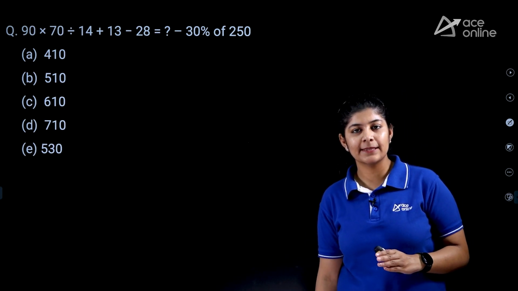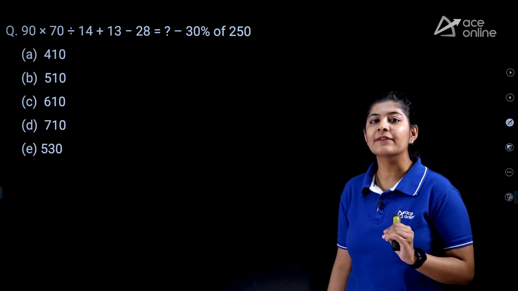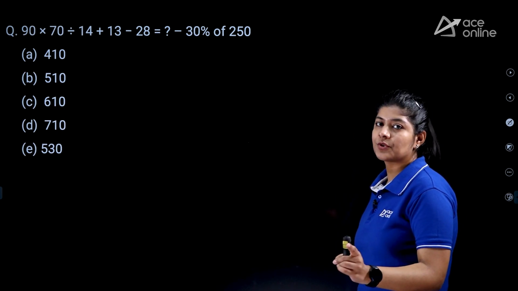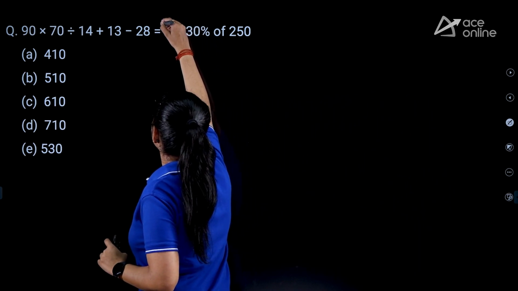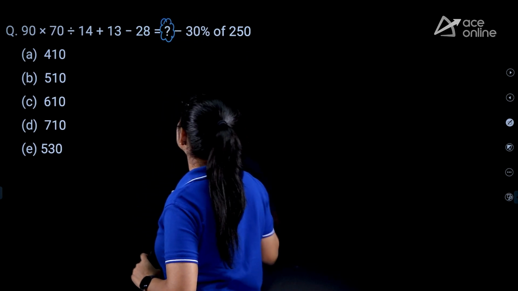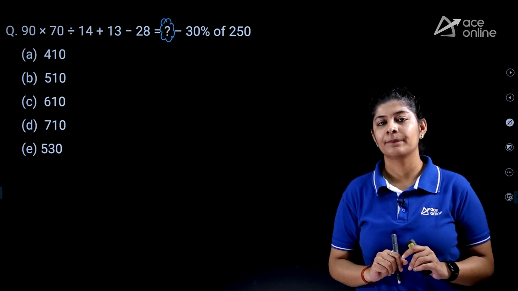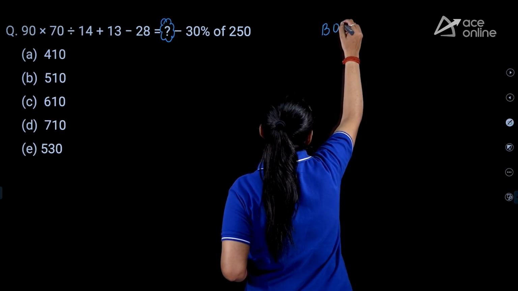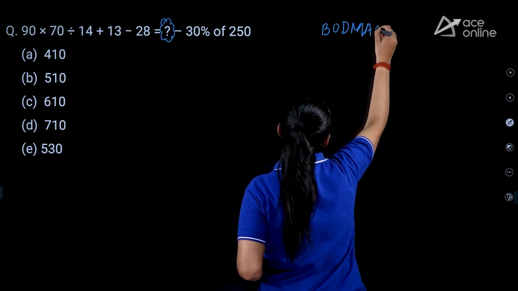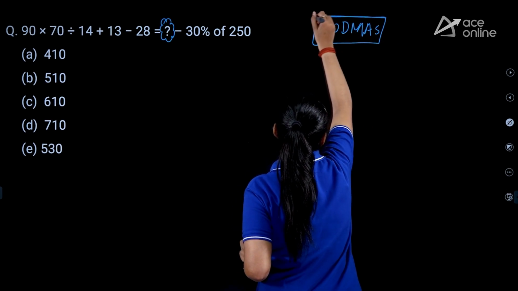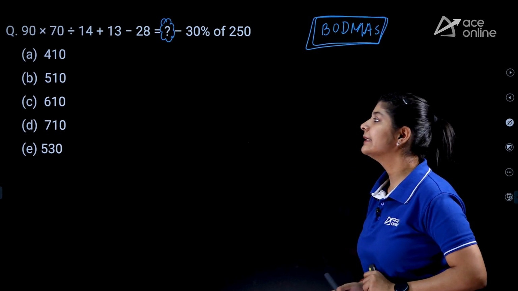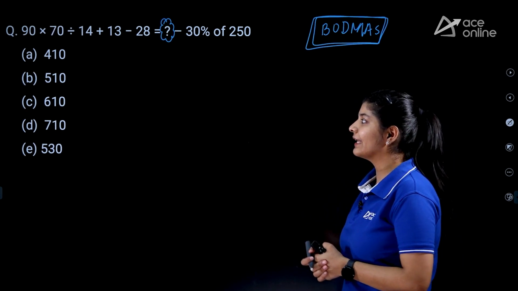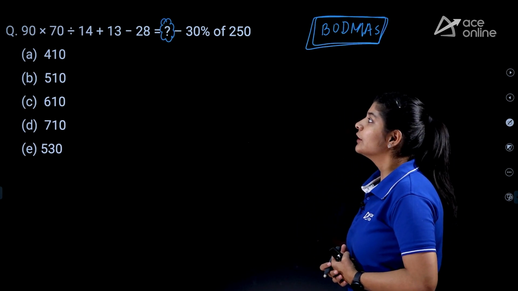90 multiplied by 70 divided by 14 plus 13 minus 28 equals to. We have to determine the value of this one. Minus 30% of 250. Now, whenever you are having these types of problems, you need to take care of the rule of BODMAS. You have to take care of this rule BODMAS, right? So just simply try to identify the correct answer over here, and you are again having 20 seconds time for this particular question.